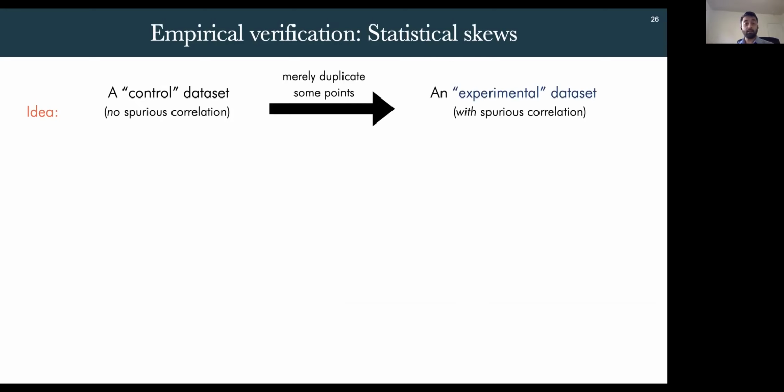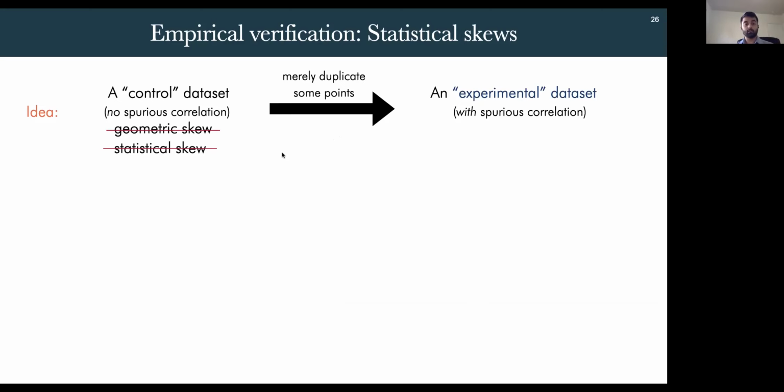Now, the interesting thing about this sort of a setup is that the control data set doesn't really have any sort of skews. Because the proportion between the two sets of data points is the same, you'll neither have the geometric skew nor the statistical skew. On the other hand, in the experimental data set, because I merely duplicated a bunch of data points, you're not going to have any geometric skew because I don't really mess around with the geometry of the data set.